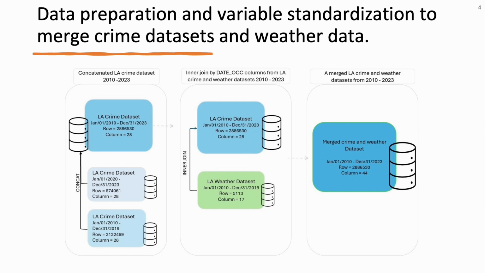After that, we execute an inner join of crime and weather by date occurred. So all rows from the crime dataset got exact weather data on the exact date. For example, if there are 3 crimes on January 1st, 2023, those rows will get the exact weather data. The merging of the crime and weather datasets from 2010 through 2023 provided 2.8 million rows and 44 columns. Next, I will pass it to Magnus to talk in more detail about the new dataset.